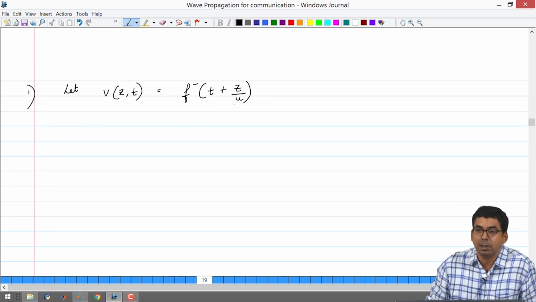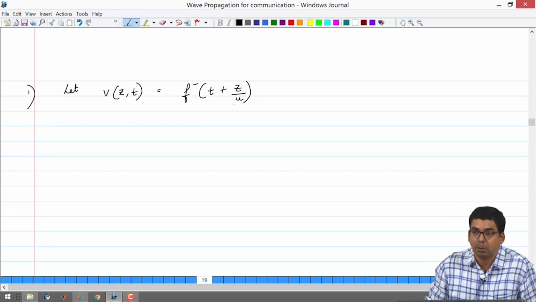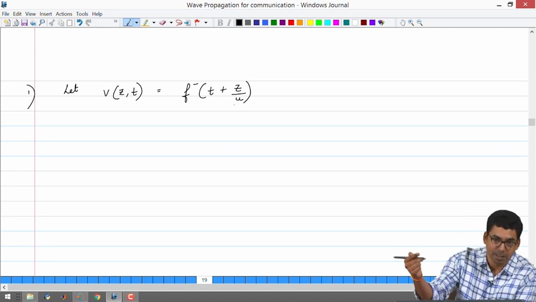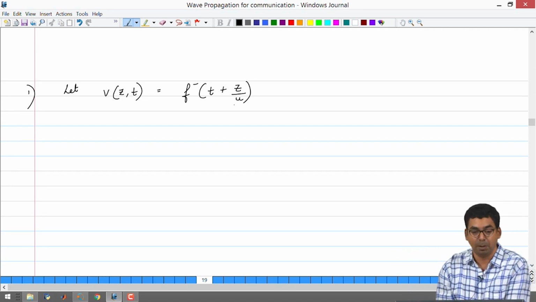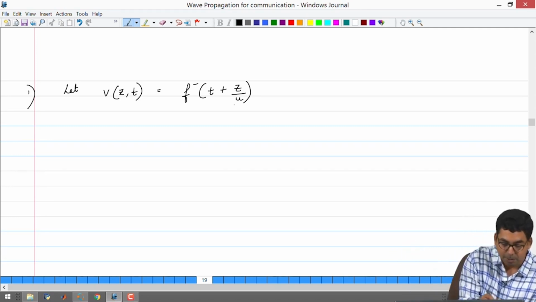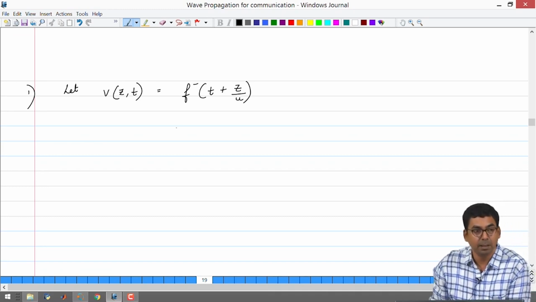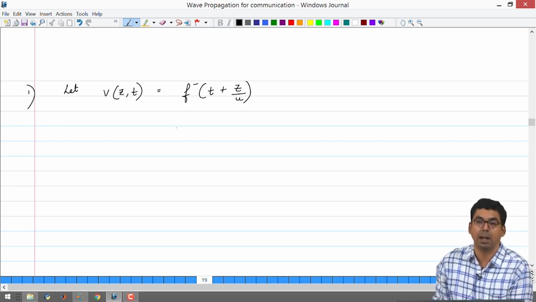When we looked at the general solution to the wave equation, we had two terms for the voltage, f plus of t minus z by u plus f minus of t plus z by u. We are looking at the case specifically where the voltage is traveling backward. So, let us go ahead and make some manipulations. The idea is, given this to be the voltage, what is the current and what is the inference.